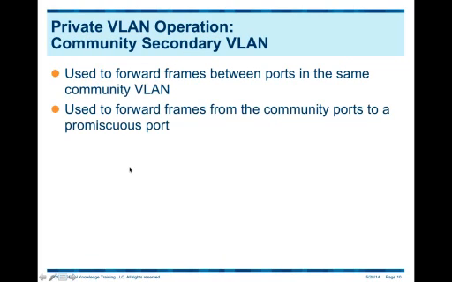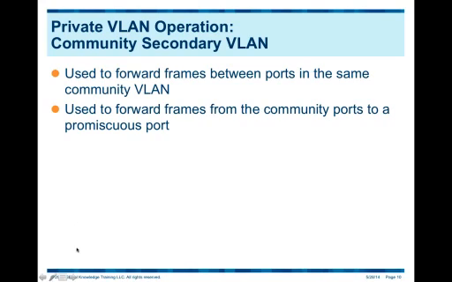With the community VLAN, or the secondary VLAN, this is used to forward frames between ports in the same community VLAN. So that's step number one. Remember, when you have a secondary community VLAN, one device in the secondary VLAN can talk to other devices in the secondary VLAN if it's tagged as a community VLAN. It's also used to forward frames from the community ports to a promiscuous port, and that would be how the devices configured in the secondary community VLAN access their default gateway.